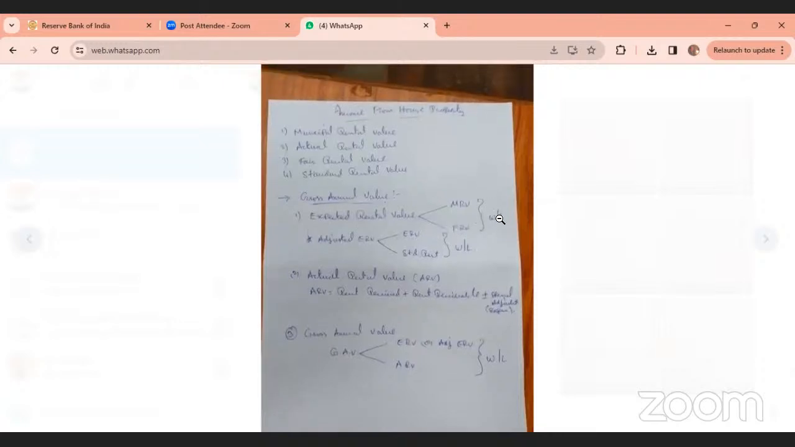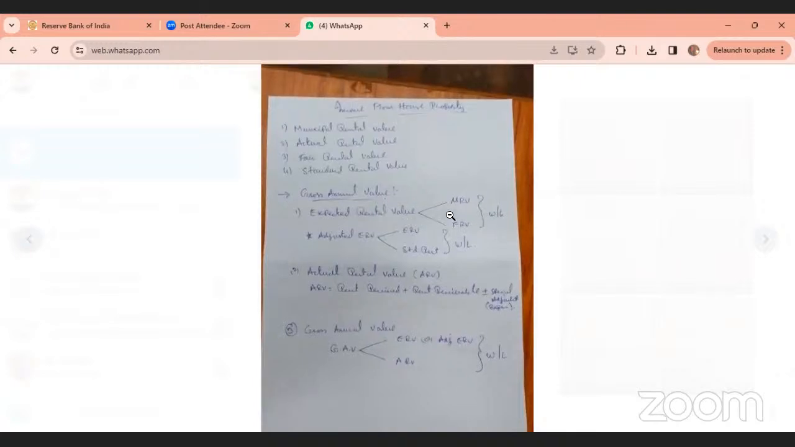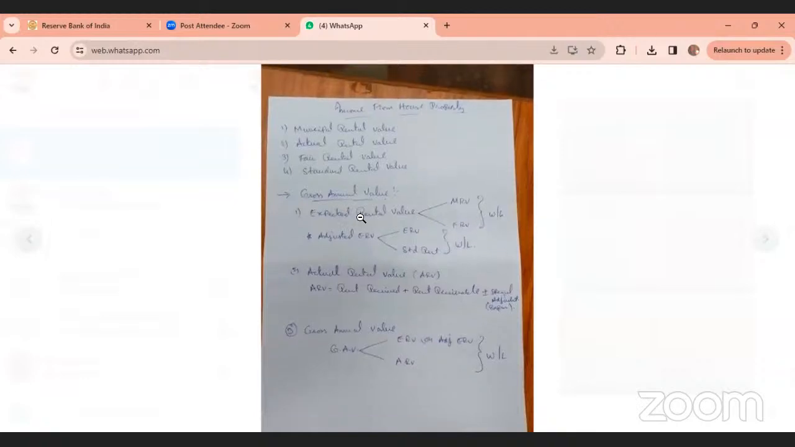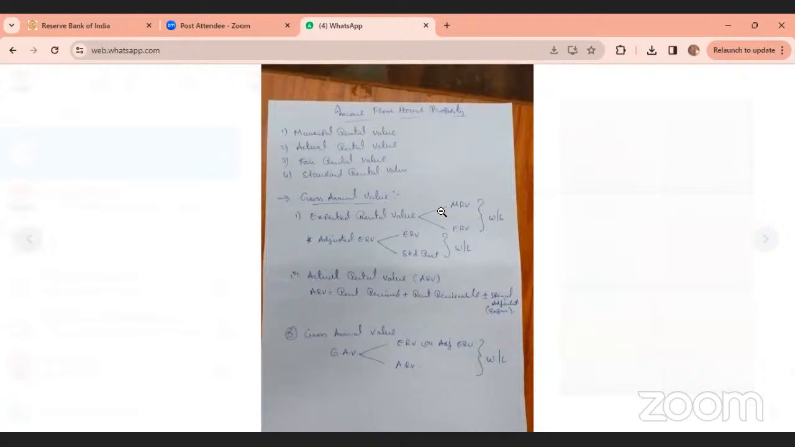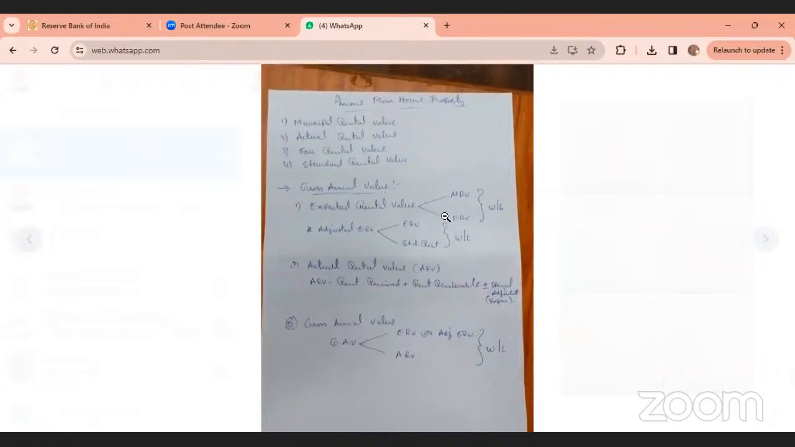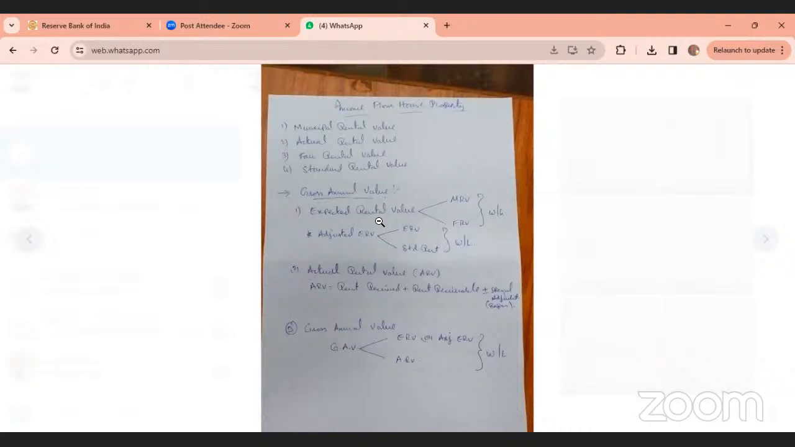Whichever is high, W by H means what here? Whichever is high. Municipal rental value, fair rental value, whichever is high is called expected rental value. So here in our example, MRV is 1 lakh, FRV is 80,000, whichever is high, 1 lakh is high now. So what is the expected rental value? 1 lakh is the expected rental value. Are you follow? Yes, ma'am.